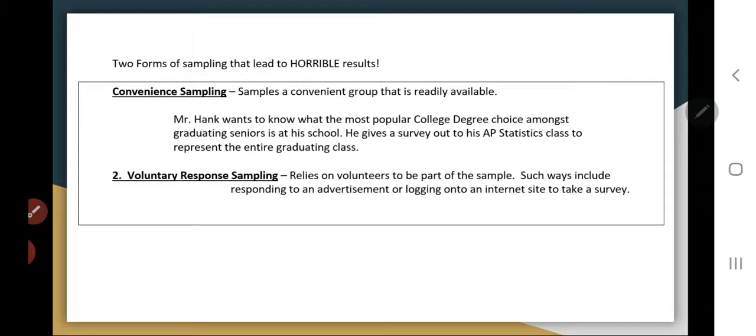Voluntary response sampling gives the option for the participant to reply or not. And those who are more passionate may sway and lead to biased results. So voluntary response sampling is a type of sampling method that can lead to biased results.